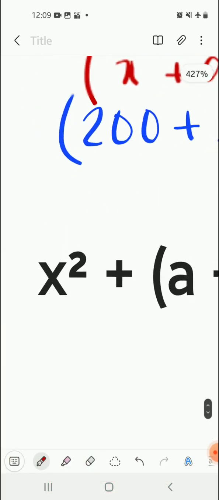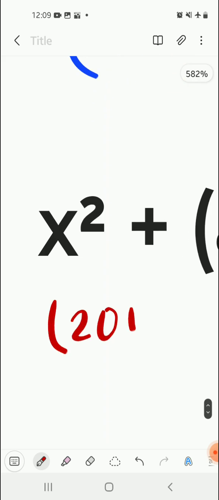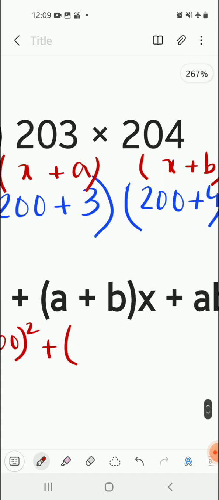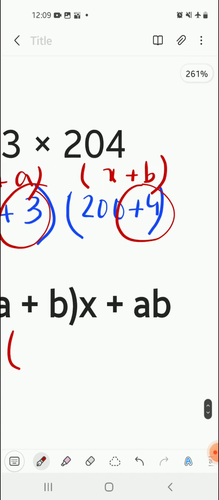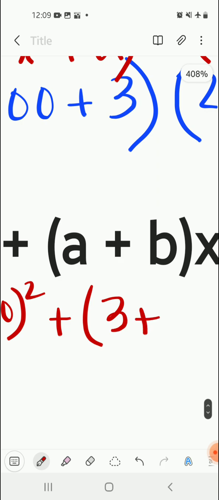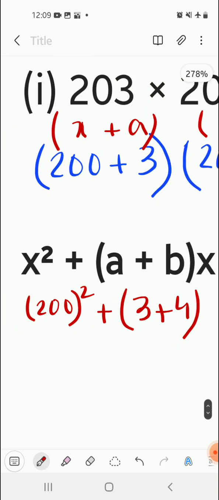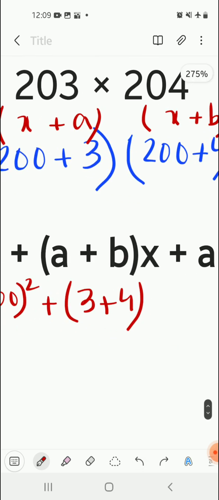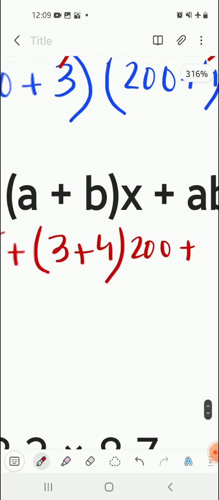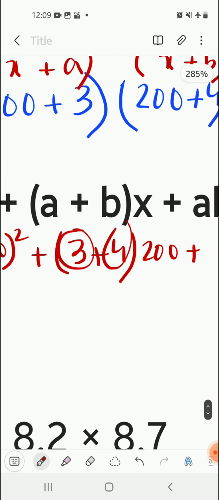So in place of x square, we are going to write 200 square, plus in place of a, we are going to write 3 and b, we are going to write 4. So it is 3 plus 4. Again, in place of x, we are going to write 200, plus a into b. A is 3 and b is 4. So we're going to write 3 into 4.